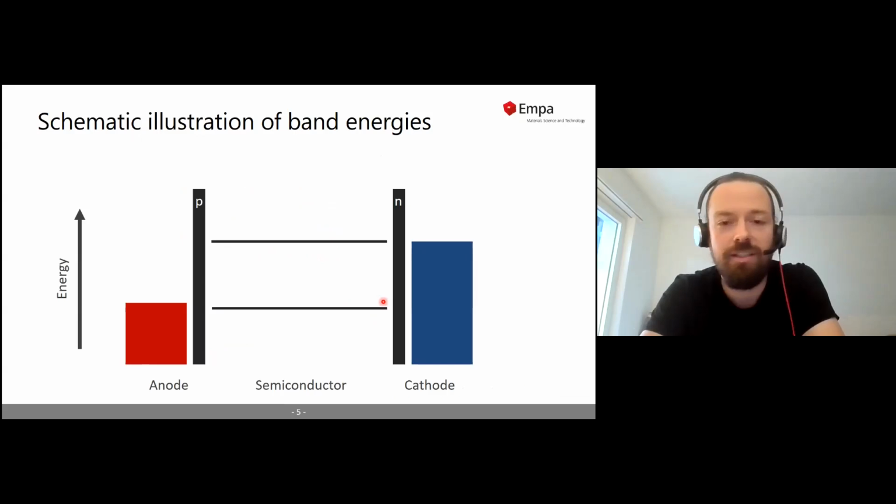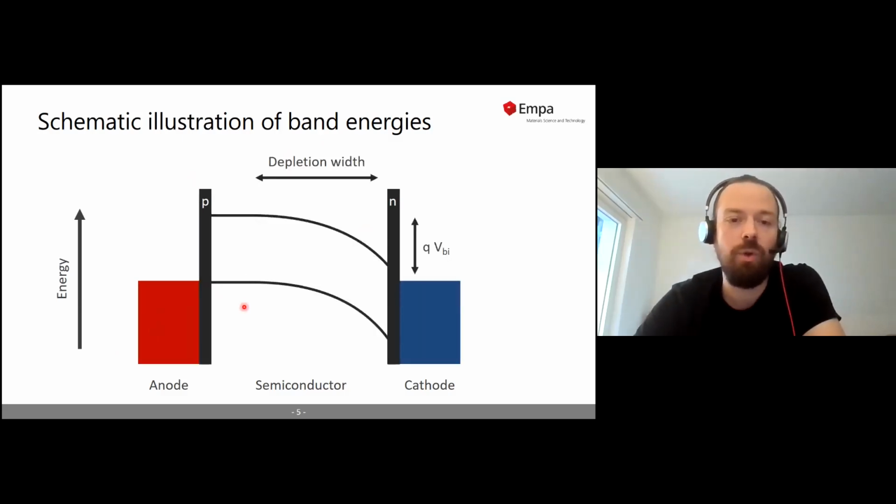But first, let's look at the schematic illustration of band energies in a typical perovskite solar cell, or any solar cell material for that matter, where we have an anode, we have a cathode, and then we have some blocking layers or transport layers for holes and for electrons. And then we have our semiconductor layer, our active material, in the middle. If we now bring these together, we would have a situation something like this, depending a bit on the doping density of the material. We would have, for example, a depletion layer within the semiconductor.